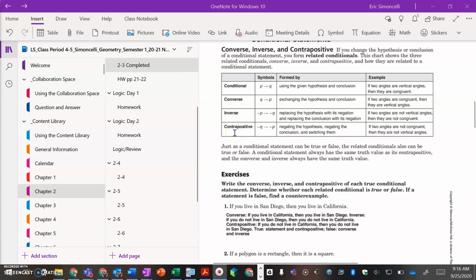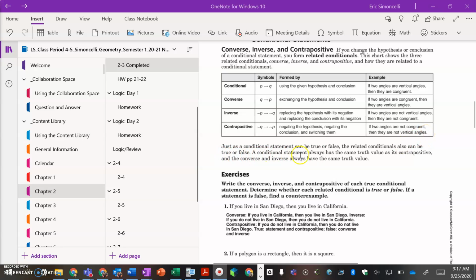Contrapositive is the next type of related conditional, and that's where you take P and Q, like a converse, for example. You flip P and Q, and you also take the negation. So look, not Q implies not P. So it says it here, negating the hypothesis, negating the conclusion, and switching them. All right, so let's take the original example. If 2 angles are vertical, again, then they are congruent. If 2 angles are not congruent, then they are not vertical angles.